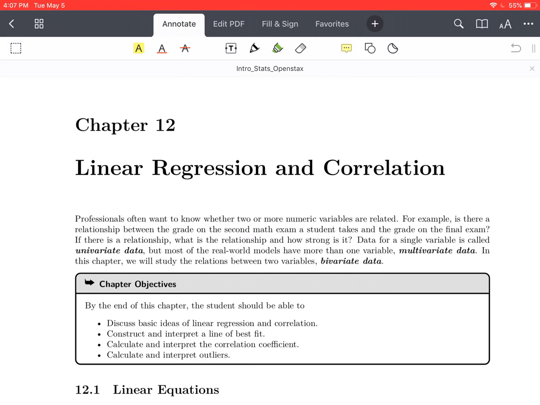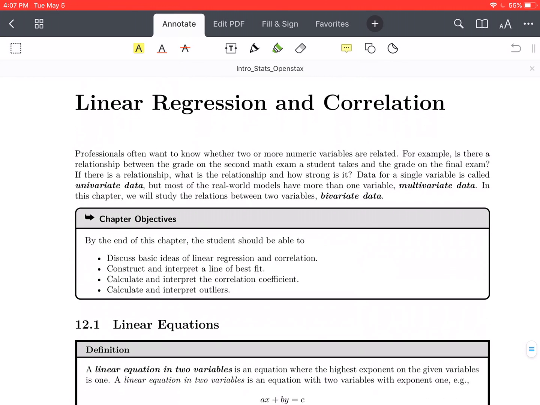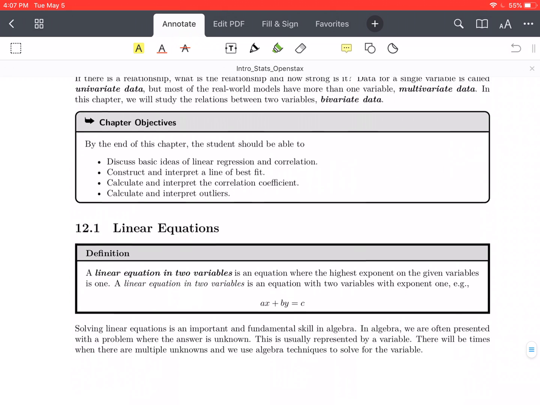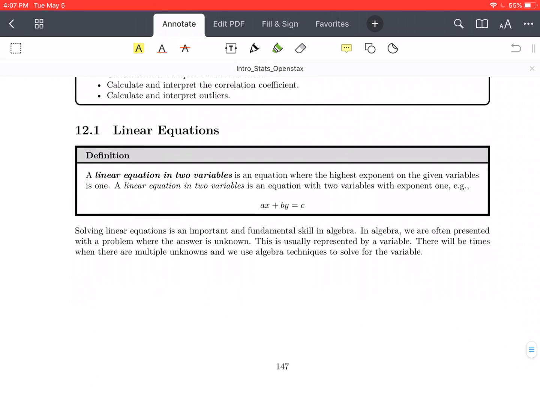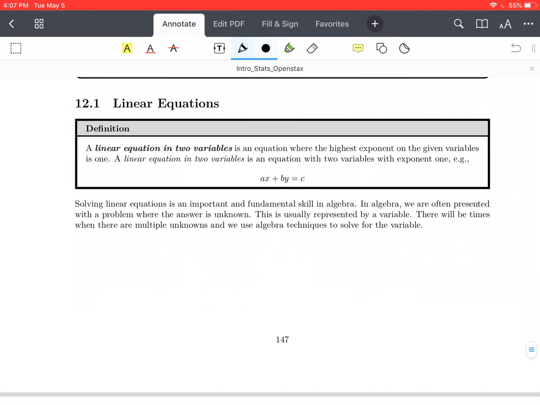Section 1 is really just a bit of a review, just to make sure that you are comfortable with the concept of a linear equation, so that we're not caught off guard when we start dealing with linear regression and lines. A linear equation in two variables is an equation where the highest exponent on the given variables is 1. A linear equation in two variables is an equation with two variables with exponent 1.